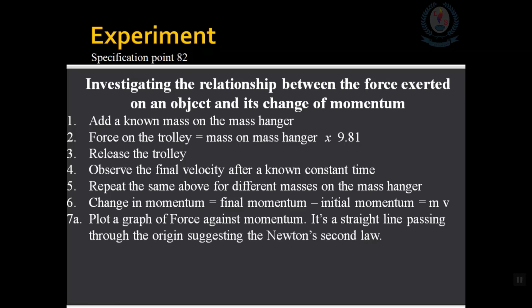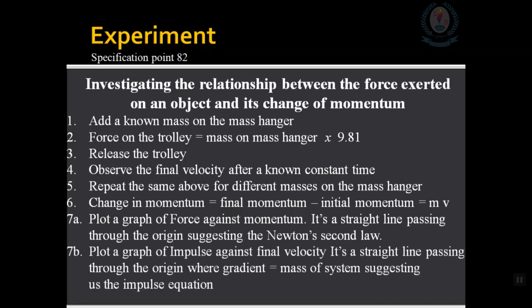Right, then we can plot a graph of force against momentum. If it is a straight line passing through the origin, then it tells us that force is directly proportional to the rate of change in momentum. Why I use the word rate is because we kept the experiment for a constant time. So force against momentum, if I divide momentum by this constant time also, it would be a similar graph. It's also a straight line passing through the origin. So we can say that Newton's second law is applied on this motion.